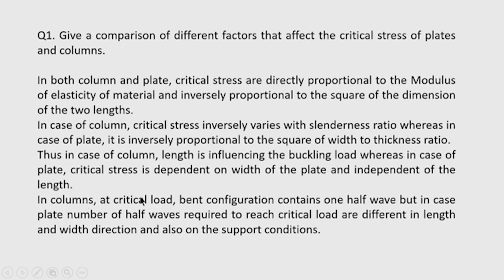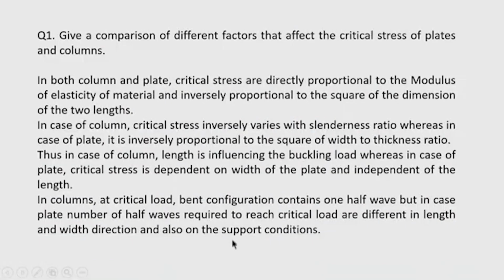In columns, at critical load, the bend configuration contains one half wave, that is, the buckling takes place from straight to bend configuration. Just when the straight configuration ceases, this is the point we take as the critical load. So, in the bend configuration, one half wave is formed in case of column. For simply supported cases, the half wave is clearly sin m pi x by L, but in case of plate, you have seen the number of half waves depends on the aspect ratio. So, those are the differences that we have noted from our analytical work.